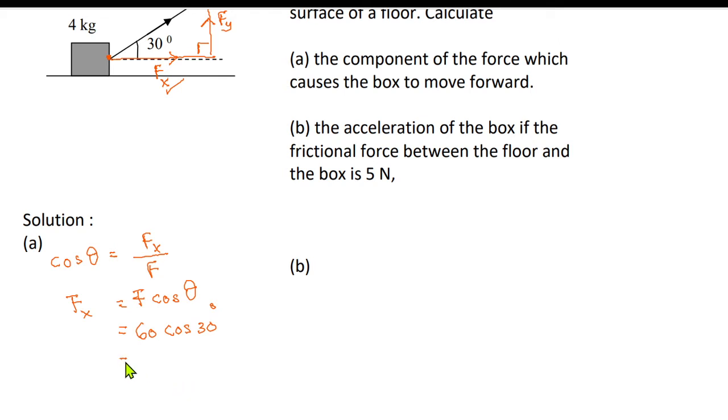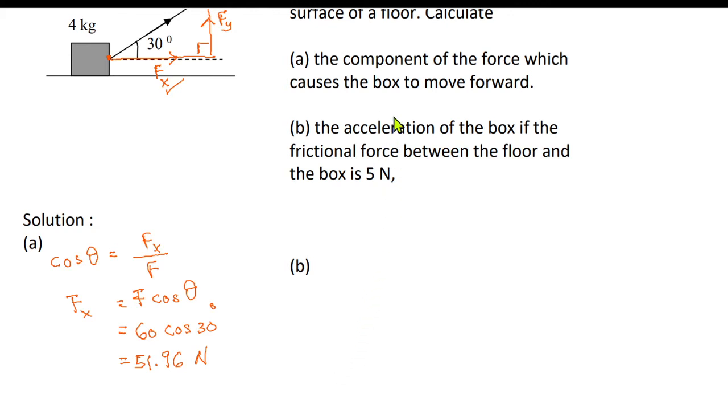Okay, so this shall give you 30 Newton. Am I right? No, sorry. You have to do the calculation. This shall give you 51.96 Newton. Okay, so that is the force that is causing the box to move forward. Alright, now let's go to the next question.